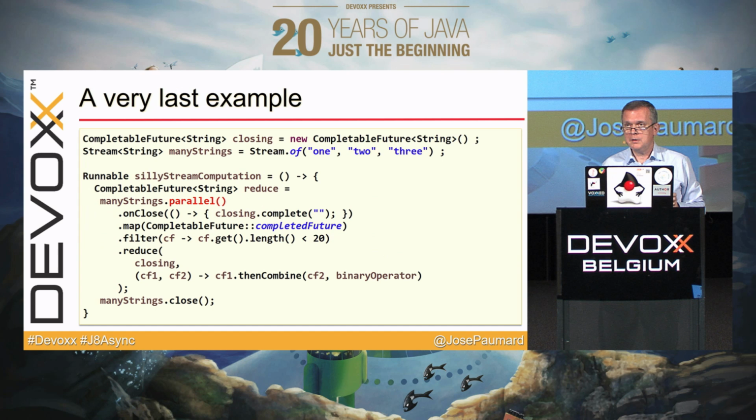Shouldn't get be joined in a filter call? No, because here I'm building a completed future. So this future is already completed, so the get method will return immediately. Sorry? The checked exception. There is a checked exception here? I'm not sure. Is it? All right, so join. Okay, cool, join.